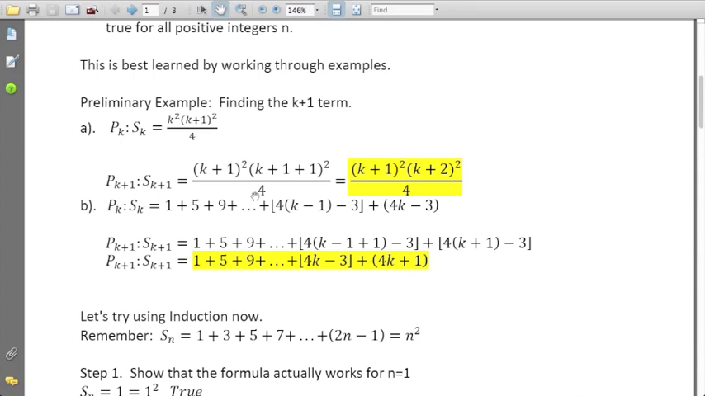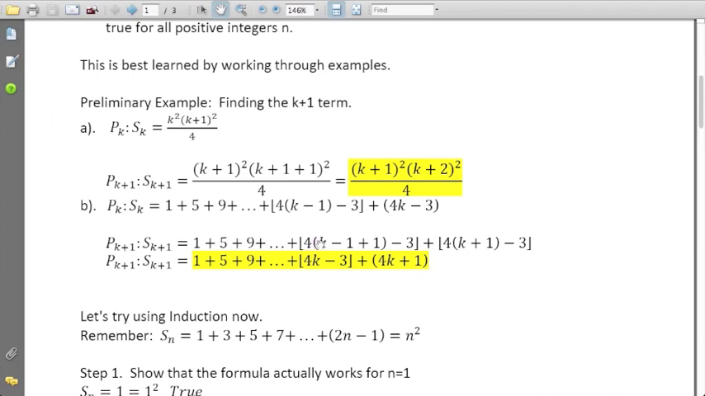Let's do one more. If I start with 1 plus 5 plus 9 plus, up to 4 times k minus 3 plus 4 times k minus 3, that's the traditional statement. We have the statement from 1 all the way up to k minus 1, and then k. If I want to take it to the next term, I'm going to simply replace the k's with a k plus 1. So 1 plus 5 plus 9 plus, where I had a k minus 1, I have k minus 1 plus 1. And over here I had k, now I have k plus 1.